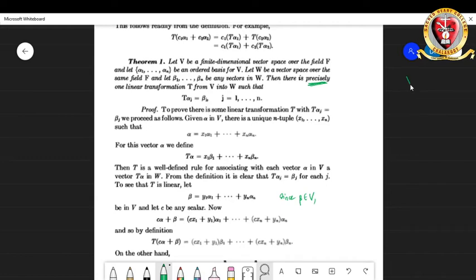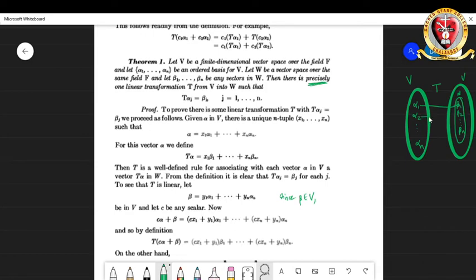So in V you have the basis alpha 1, alpha 2, etc., alpha n, and we have W. This is W, this is V, and inside W we have beta 1, beta 2, etc., beta n. And actually these alphas are a basis and these betas are just arbitrary vectors. So we are saying that there exists exactly one transformation such that alpha 1 is mapped to beta 1, alpha 2 is mapped to beta 2, etc. Alpha n is mapped to beta n.